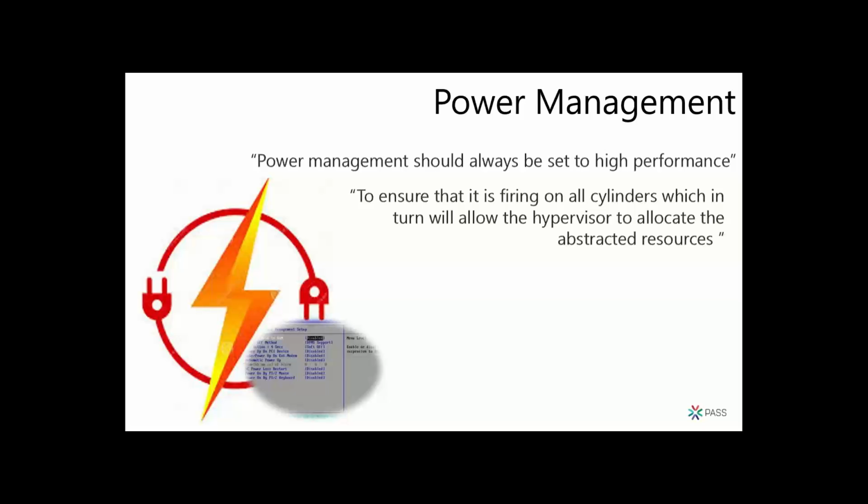Why does this happen? I have written here that it is to ensure that it is firing on all cylinders, which in turn will allow the hypervisor to allocate the abstract resources. The power management feature should be set to high performance. In some contexts, if it is set to default low or many other options, then it will not work properly. So if we run a database server, we want to set the power feature to high performance, so it will give us the proper processor capacity.